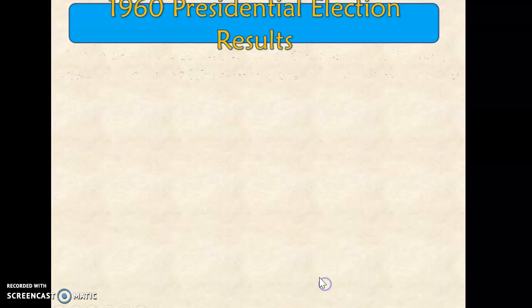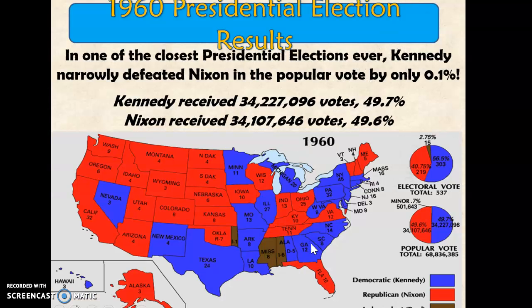And come to find out, despite the fact that Kennedy won the Electoral College by 303 to 219 votes, in the popular vote, Kennedy won by less than 200,000 votes for the whole country, which is crazy how incredibly tight this election was.